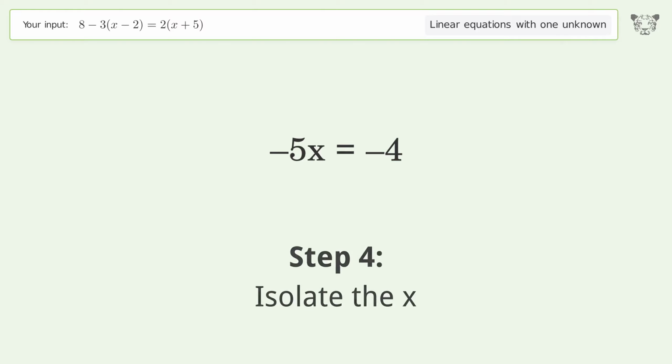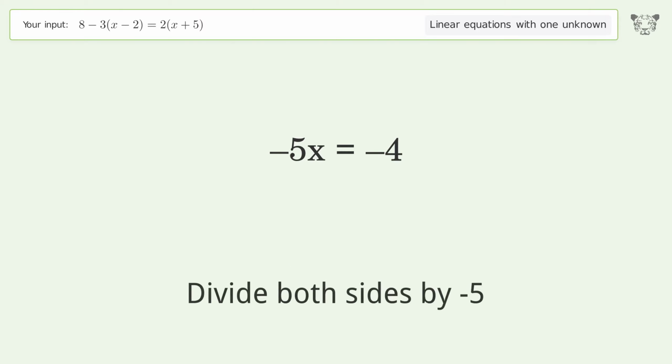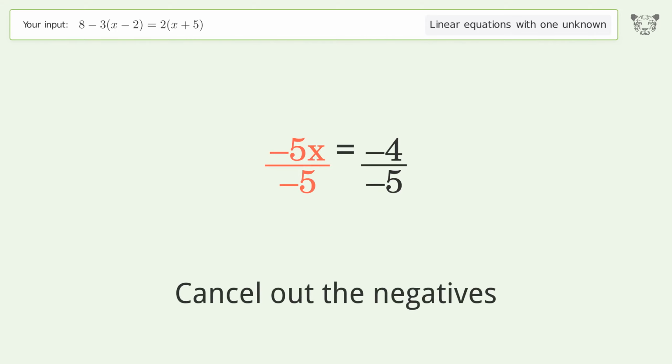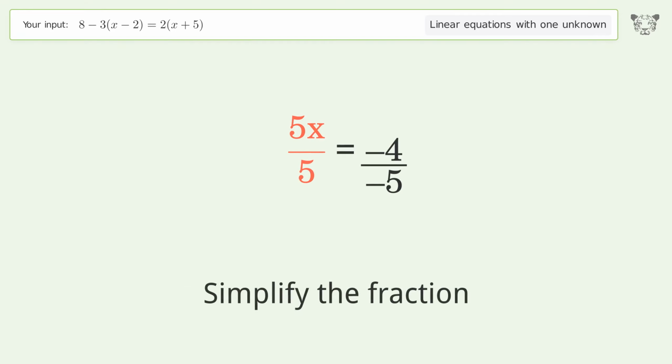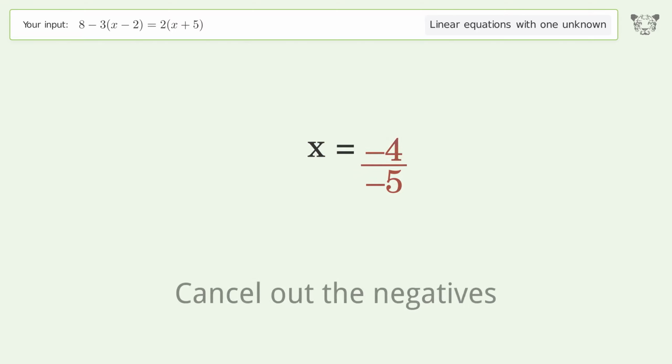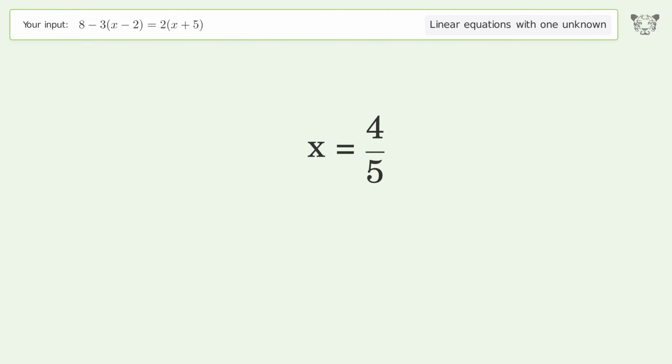Isolate the x. Divide both sides by -5. Cancel out the negatives. Simplify the fraction. Cancel out the negatives. And so the final result is x equals 4/5.